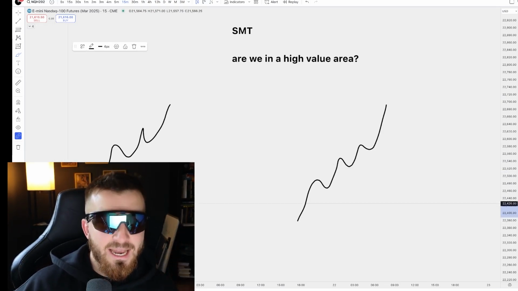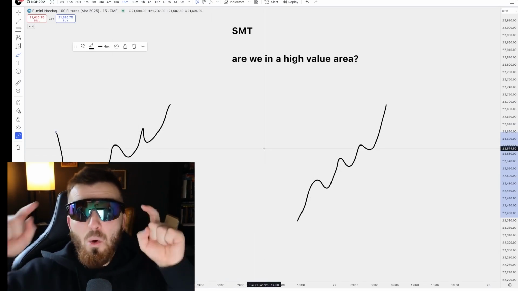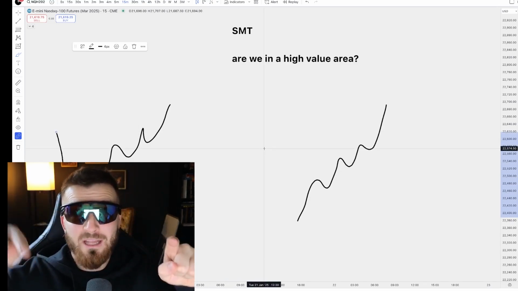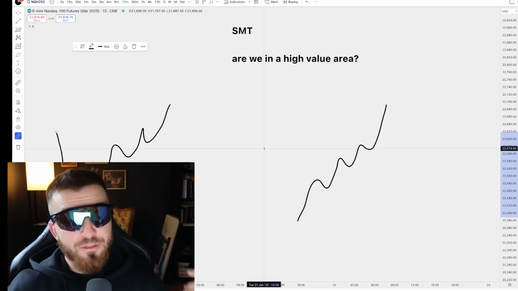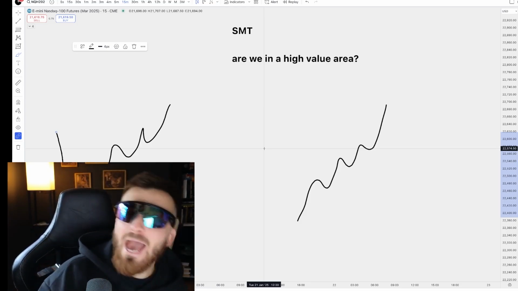When in reality, you should be looking for an entry before you look at an SMT divergence. This means that an SMT divergence is basically a good way for you to understand what pair is the best for you to enter on. But if you're not even thinking about entering, you should not be looking at SMT divergences at all.